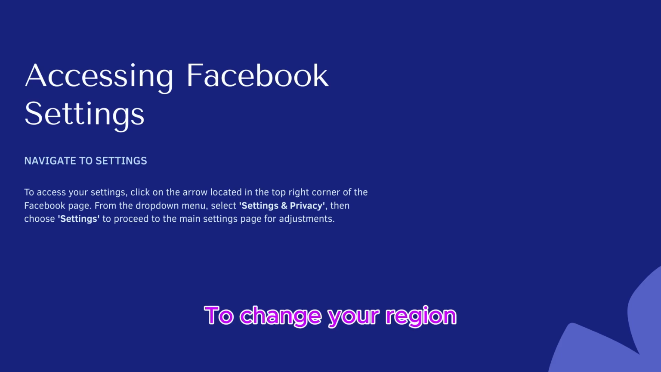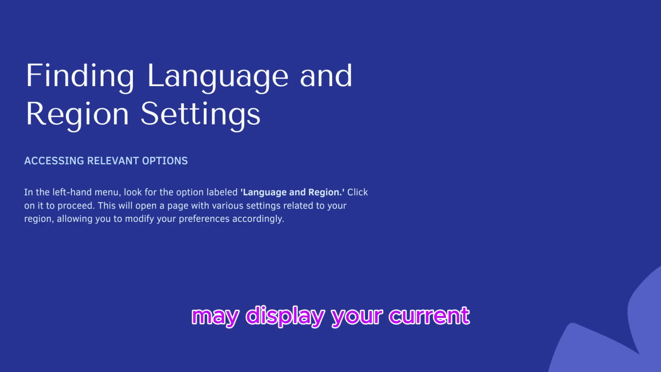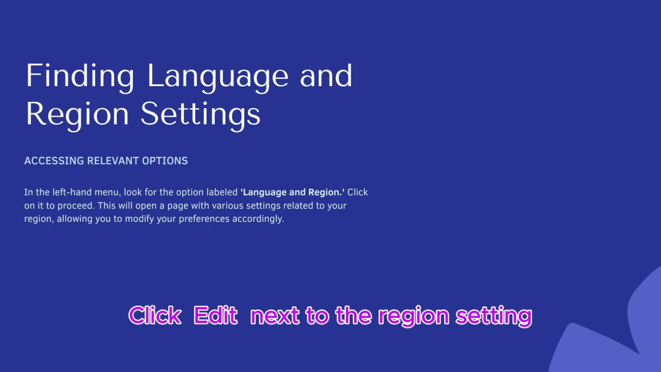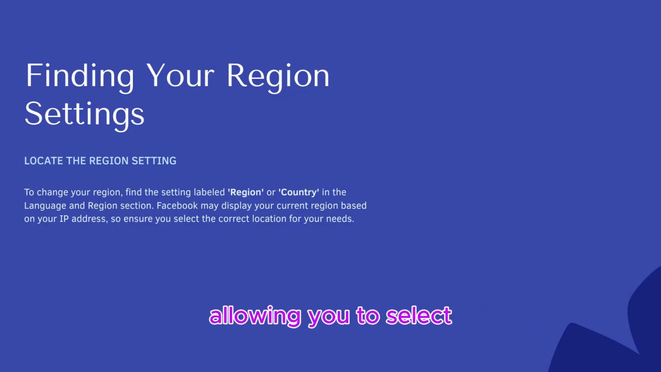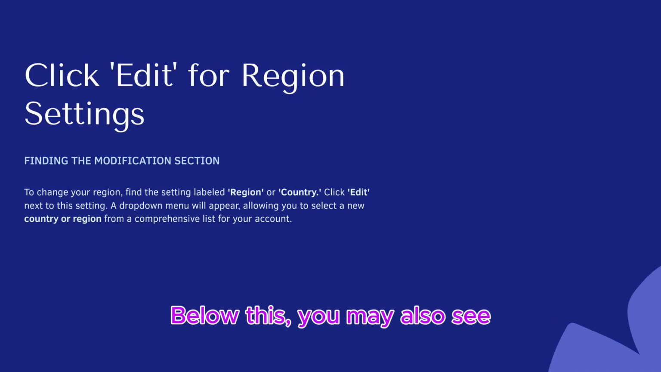To change your region, find the setting labeled Region or Country. Facebook may display your current region based on your IP address. Click Edit next to the region setting. A drop-down menu will appear allowing you to select a new country or region from a long list. Choose your desired location from this list below this.